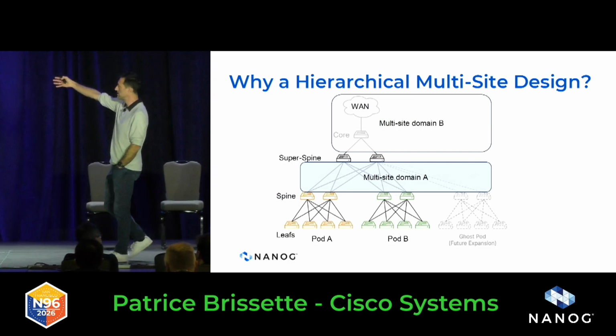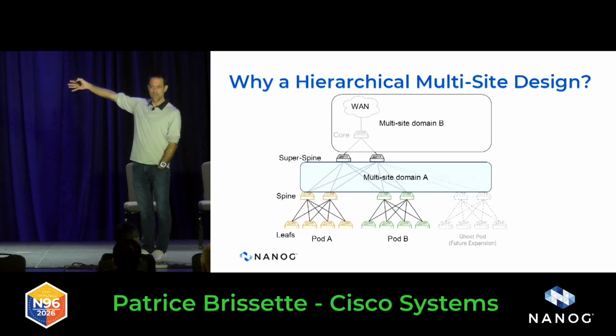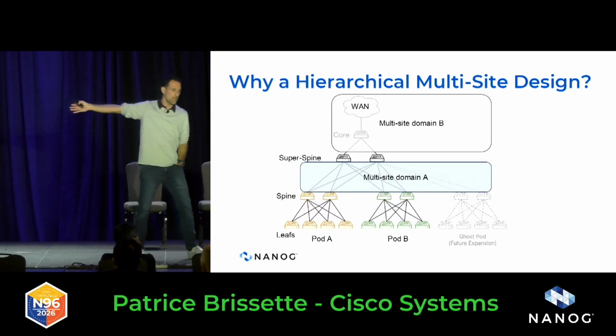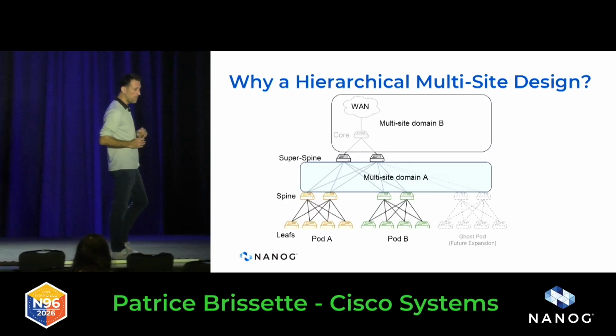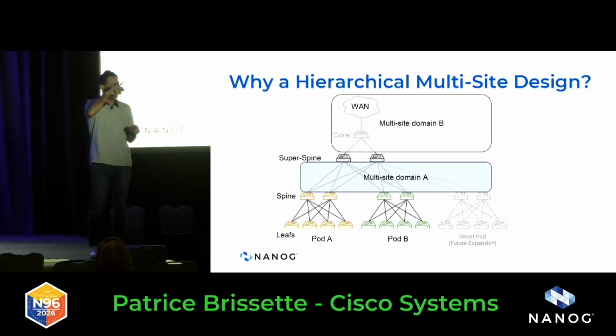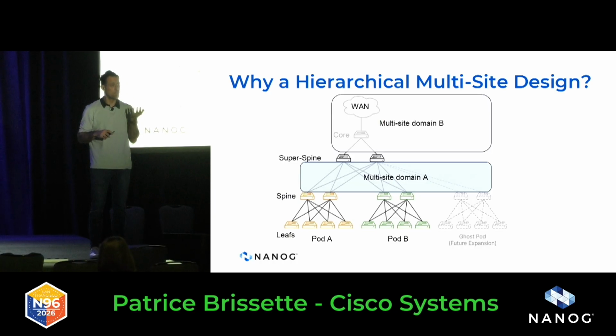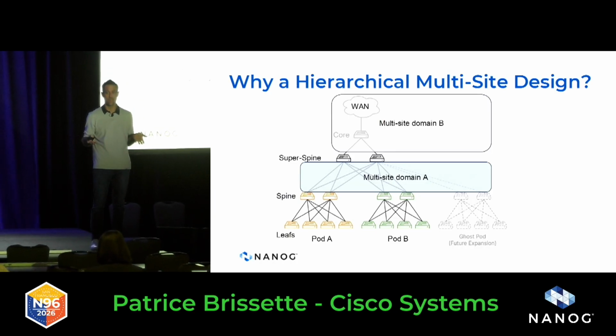I can then take the same architecture and create a pod B, which is the green one, okay? And pod B is a replica of pod A, and I just hook them up with that domain at the top, and I grow my DC this way.